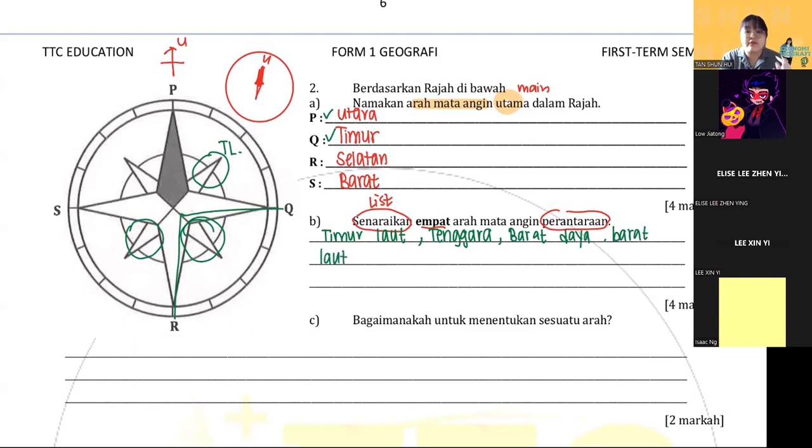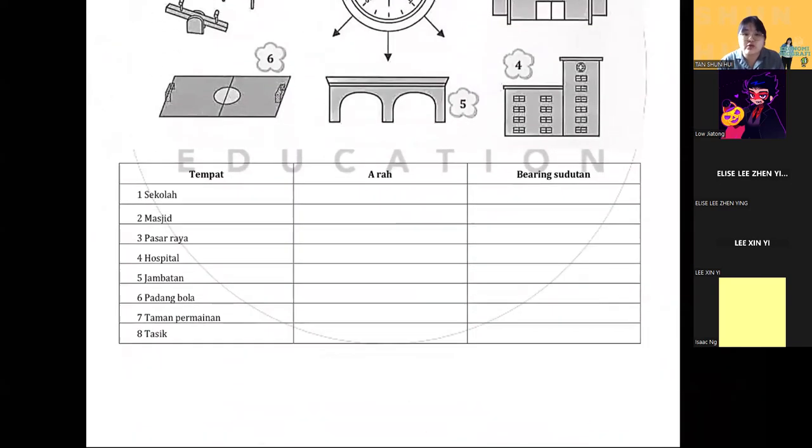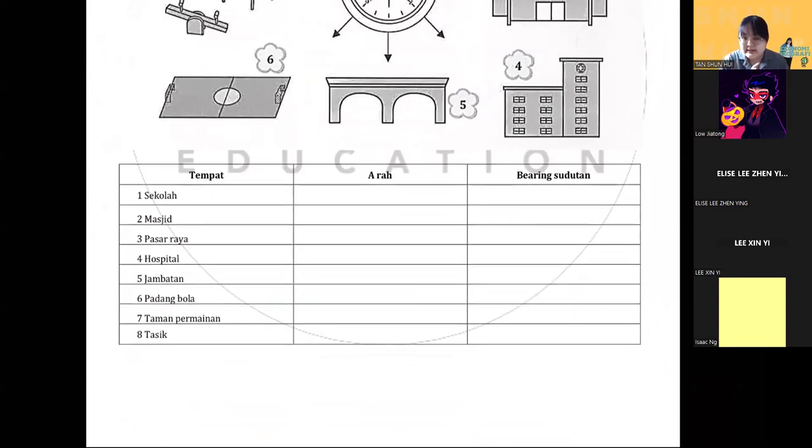Okay, this is the first type of question they might ask in the exam. Now, of course, for your school teachers, most of the time for your first term or small test, they don't give you a full format. There is a higher chance that they give you something like this: pictures. They ask you to fill in the blanks, what direction they are and what is the bearing suited to that. Can you understand?